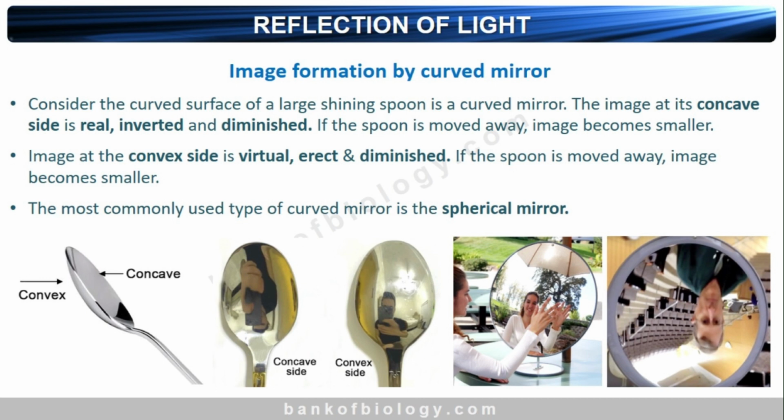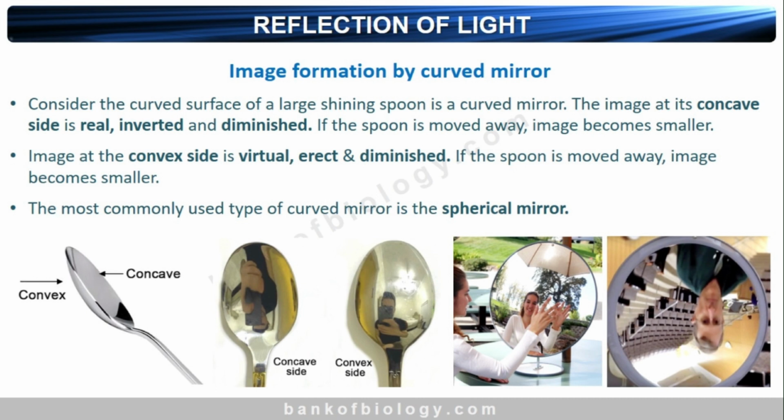Reflection of light. Image formation by curved mirrors. Consider the curved surface of a shining spoon as a curved mirror. The image on its concave side is real, inverted and diminished. If the spoon is moved away, the image becomes smaller. The image on the convex side is virtual, erect and diminished. If the spoon is moved away, the image becomes smaller.